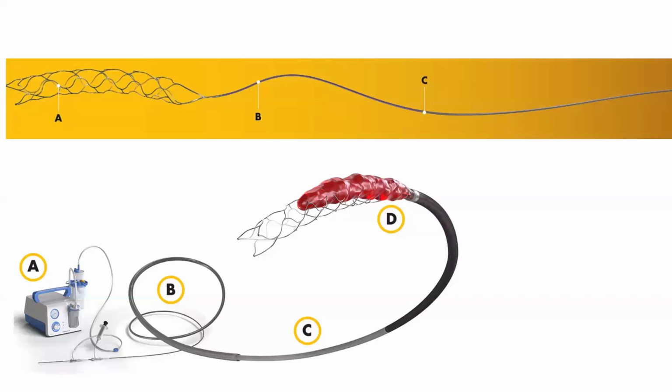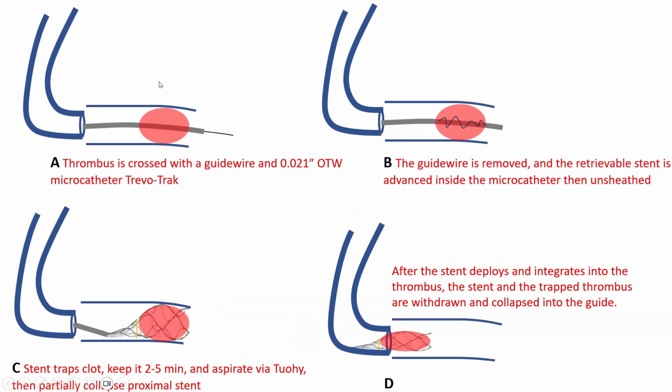Now, this stent system is different from what we do in the coronaries. This is not a stent that is meant to stay in the artery. This is a stent that is attached to a wire that is meant to be deployed in the vessel, trap the thrombus, and be pulled out. So this is a temporary stent that is meant to trap the thrombus and be pulled out via that wire into the guide, then outside the body. And I'll show you exactly how.